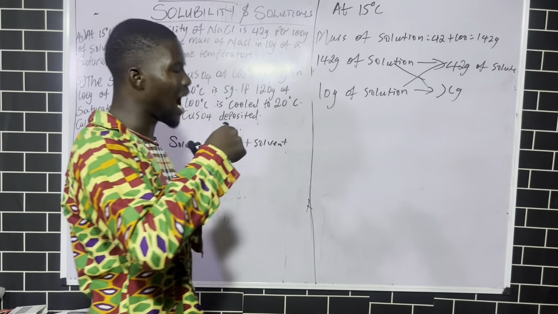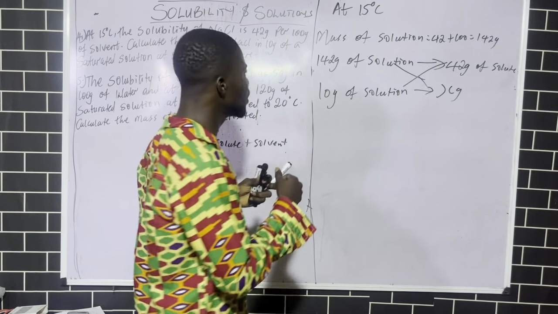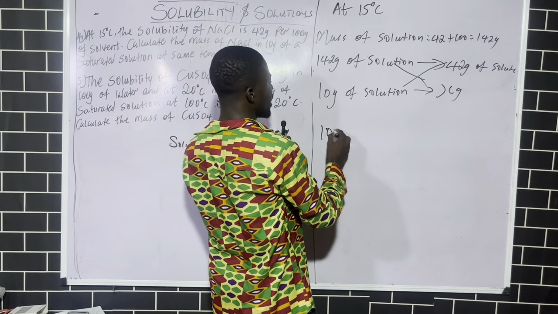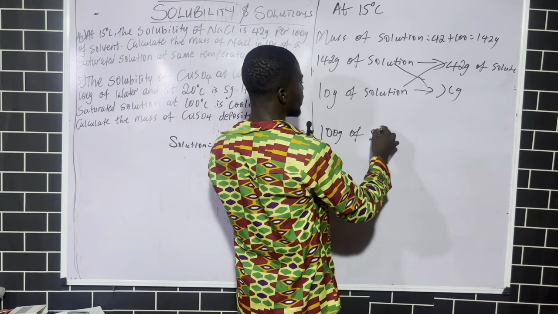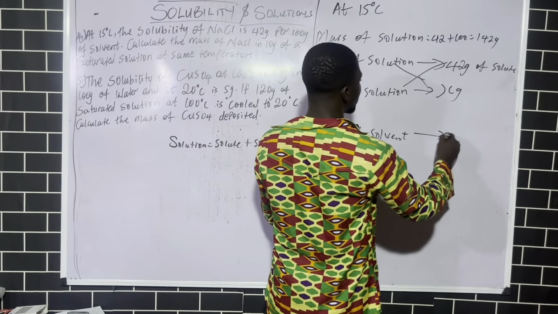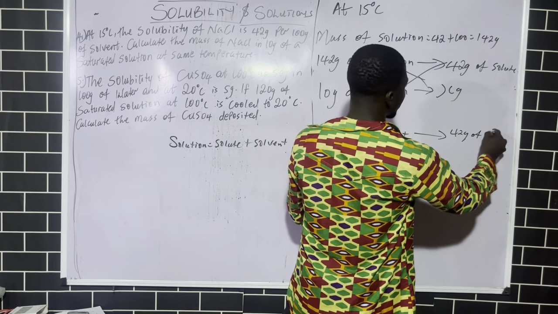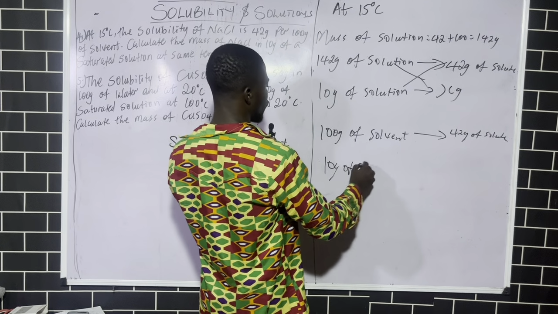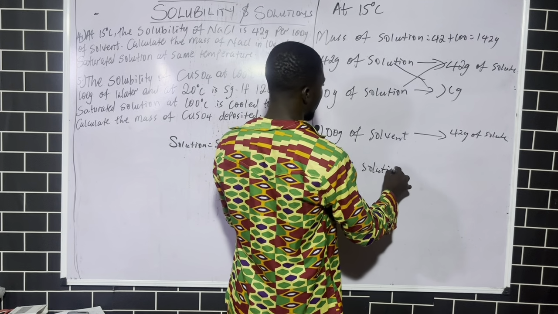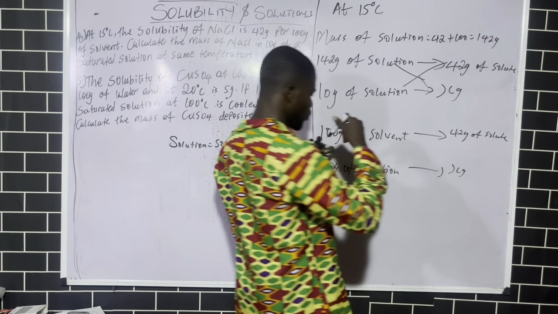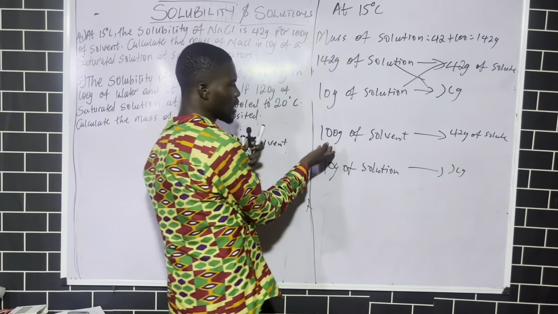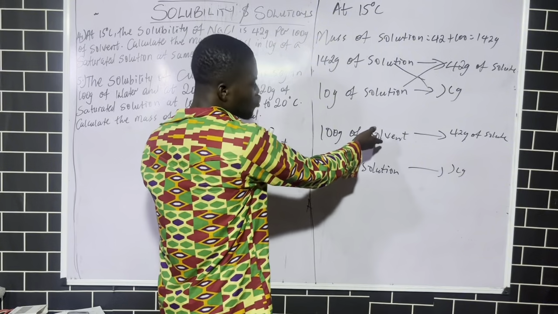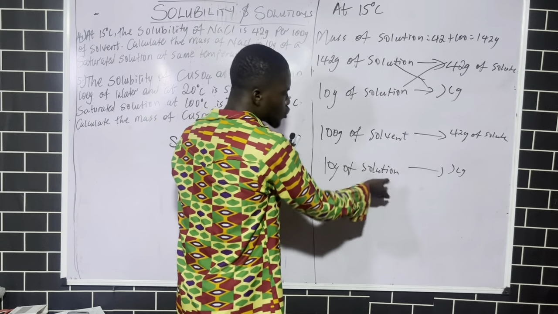Now the issue many students have is this is what they would do. Since they give them 100 gram of solvent, they would rather say 100 gram of solvent give us 42 gram of solute, then 10 gram of solution give us X gram of solute. But that's wrong. Do you know why? How can you compare solute and solvent? How can you use solvent and solution at the same time?